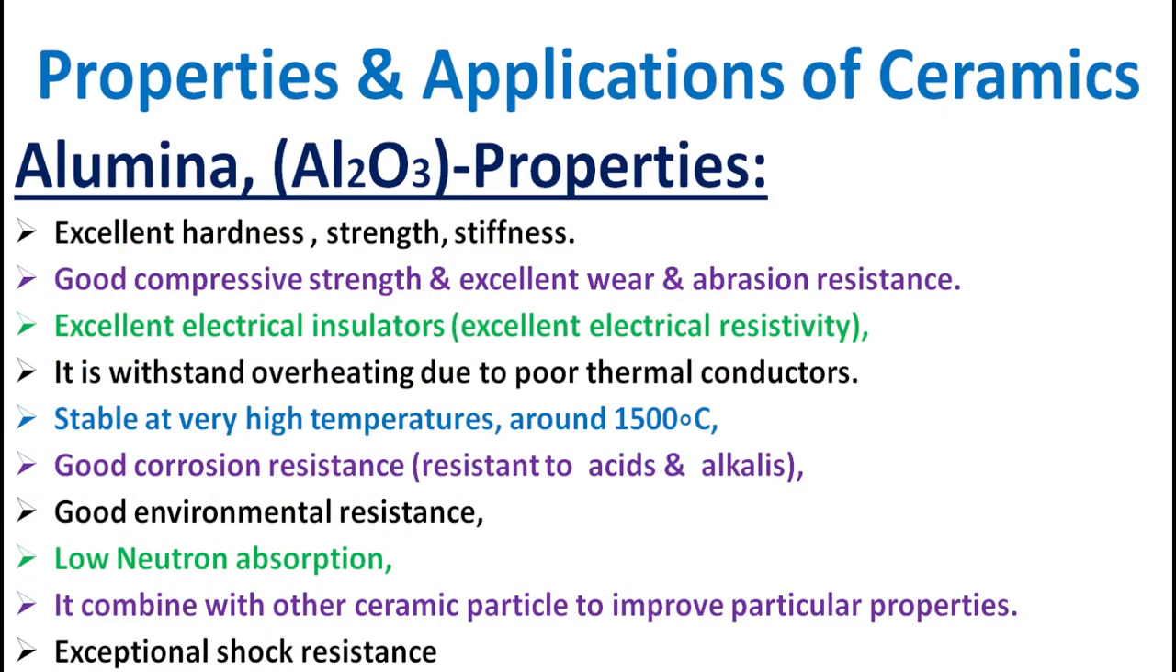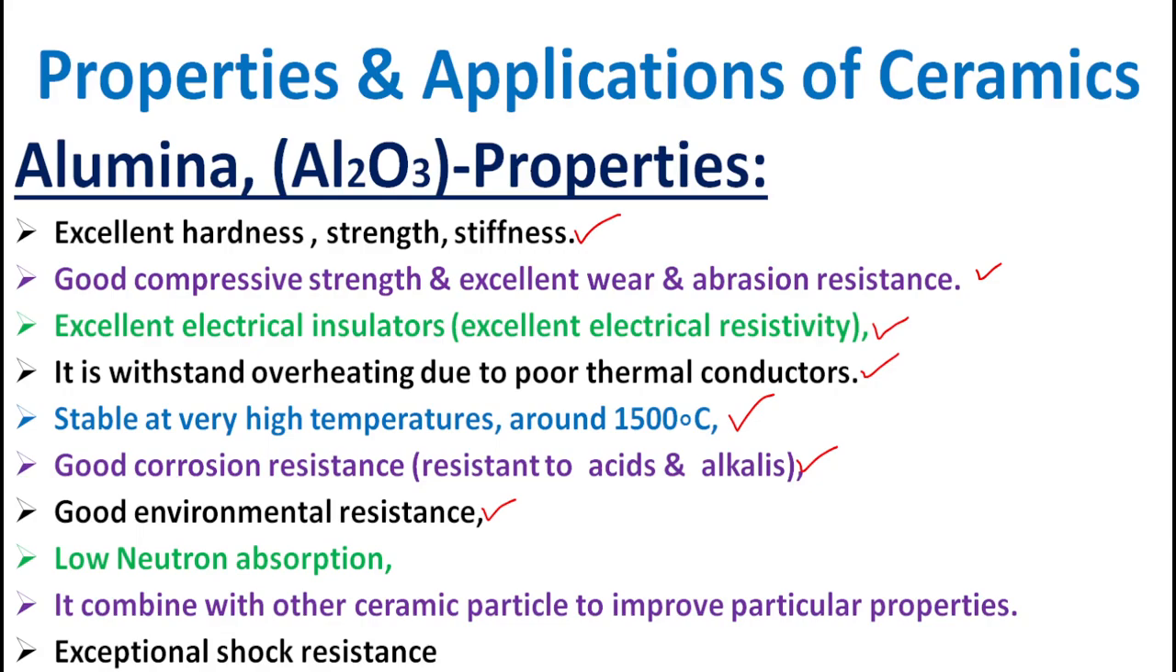The properties of alumina: excellent hardness, strength and stiffness, good compressive strength, and excellent wear and abrasion resistance. It is an excellent electrical insulator with high electrical resistivity. It withstands overheating due to poor thermal conductivity, and is stable at temperatures around 1500 degrees Celsius. It has good corrosion resistance, is resistant to acids and alkalis, and has good environmental resistance.